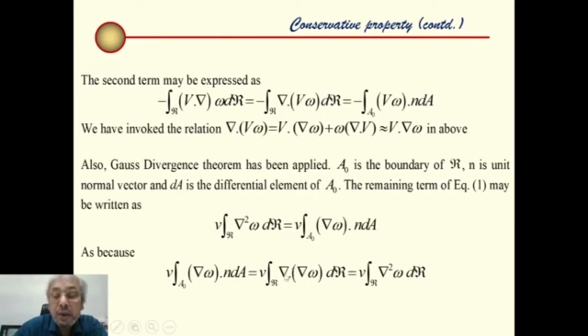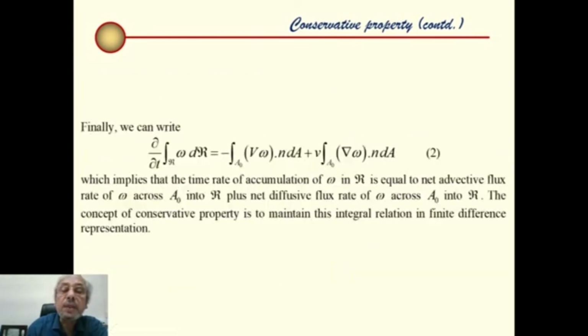of divergence of grad of omega dr. And then this grad dot grad, if those are operated, we will get grad square omega dr integral over R. So integral over R of grad square omega dr is basically nu into, it comes from nu into the area integral of grad omega dot n dA. So all three terms now we have at our disposal.